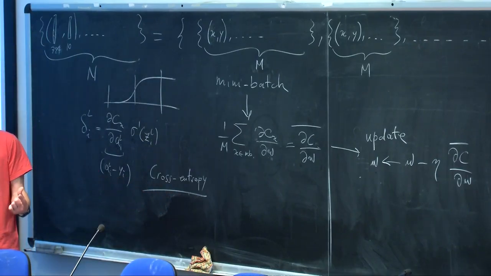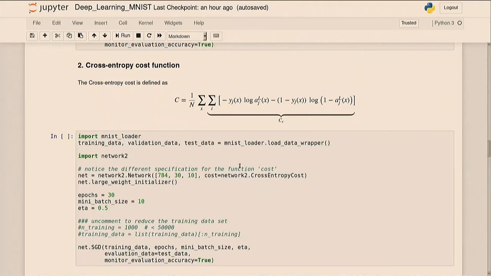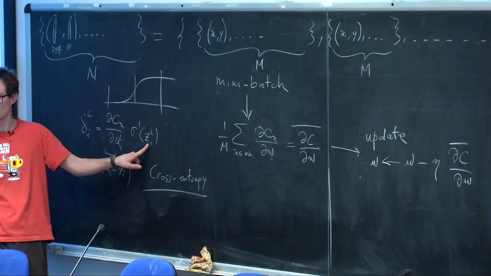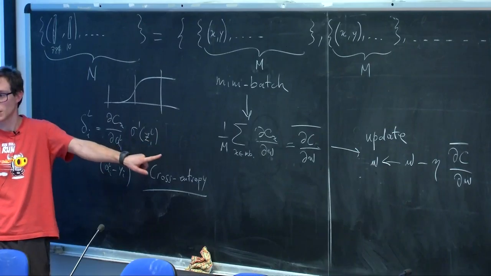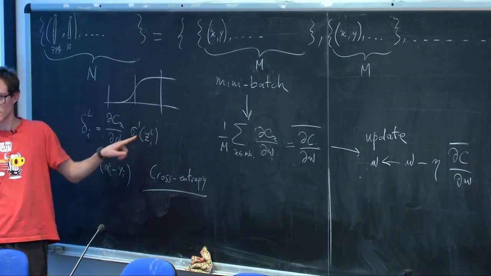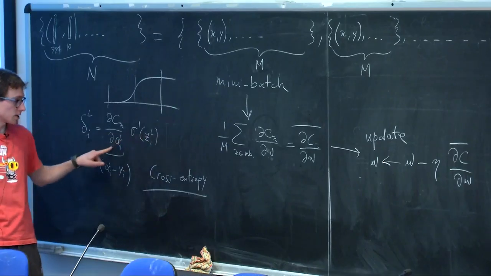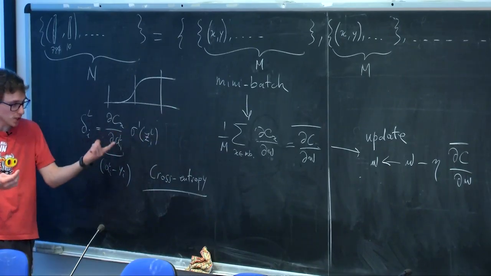And if you look at the code down here, I wrote a part of the code where this is the definition of the cross entropy cost function. If you take the derivative, log becomes 1 over a, and here 1 over 1 minus a. If you combine them, below you have a times 1 minus a. And the derivative of sigma with respect to z is sigma times 1 minus sigma, which is a times 1 minus a, and it cancels this. So it's a trick.